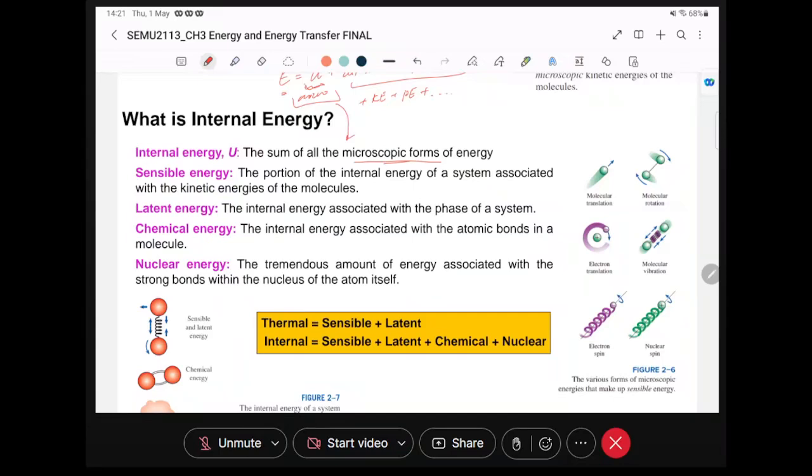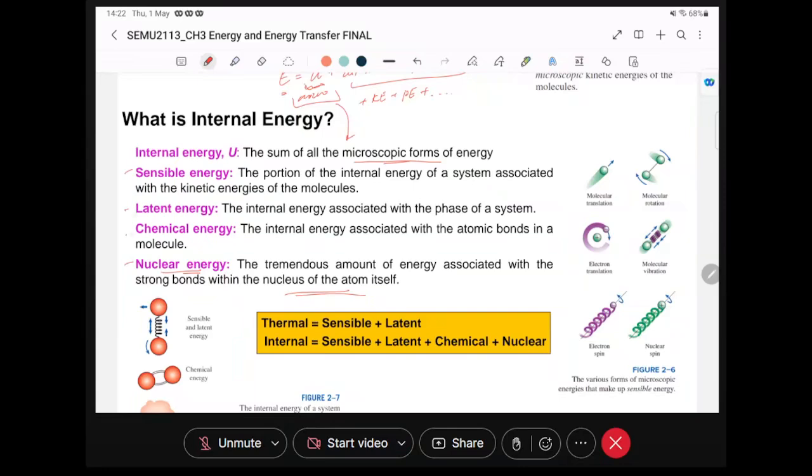So internal energy is the sum of all the microscopic energy. Specifically, we're talking about 4 types of microscopic energy. Okay, I'll start from the bottom. Nuclear energy. This is the energy that bonds the nucleus of the atom together, between the nucleus, protons and electrons. So the energy between them, we call nuclear energy, which is very, very microscopic, of course.